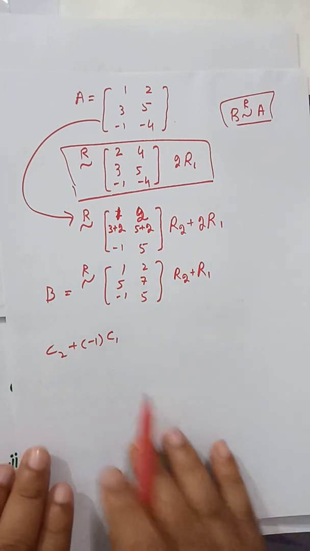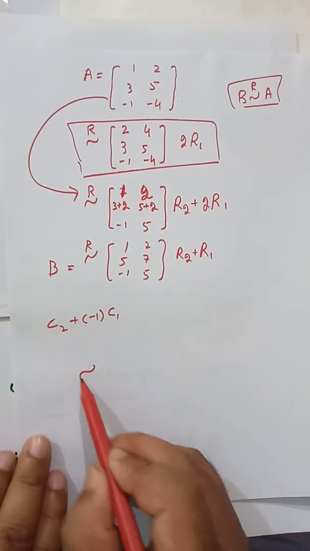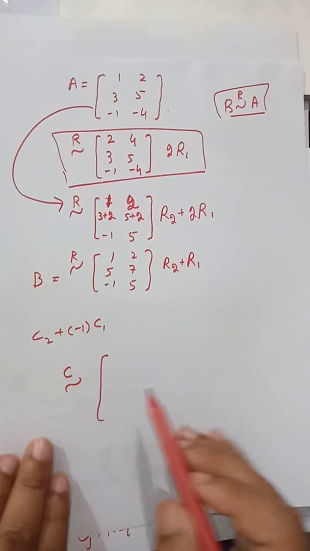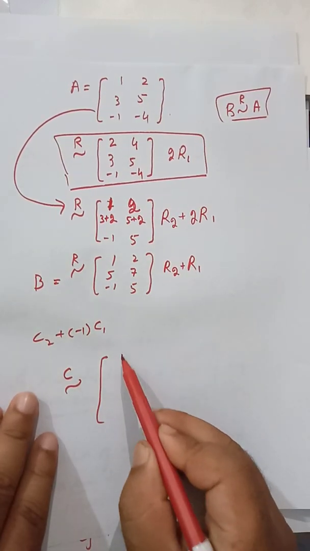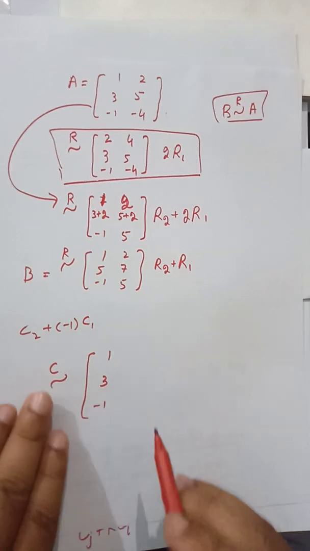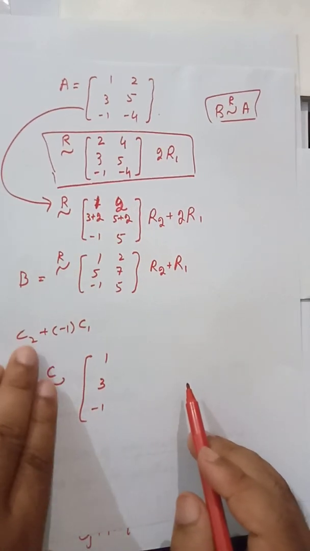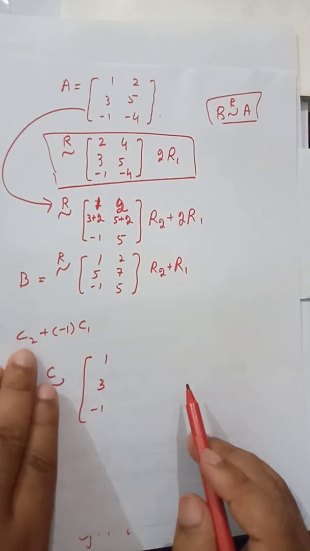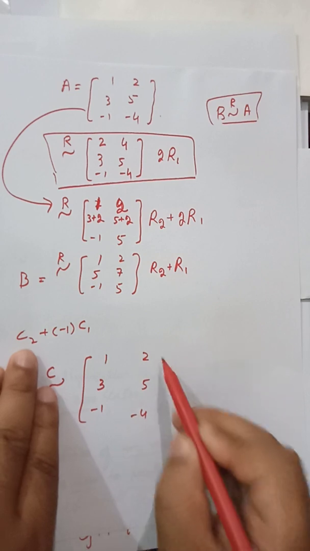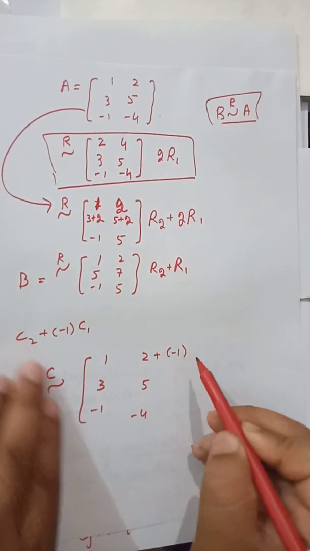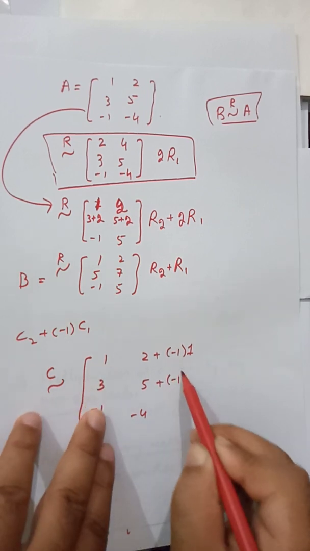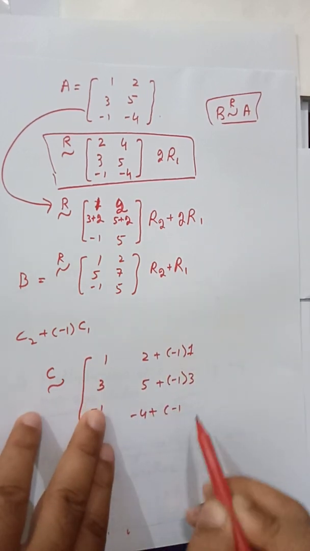Or you can also do these operations in a single step. Here you will write C equivalent C. Now you see that this C1 will be written in its own place. C2, you are adding minus times C1 with C2, so this is actually C2, and you are adding minus times C1.